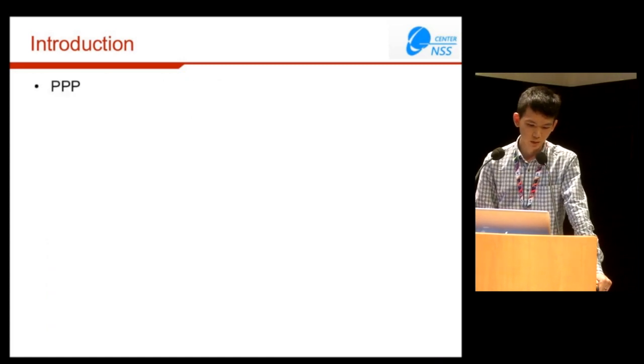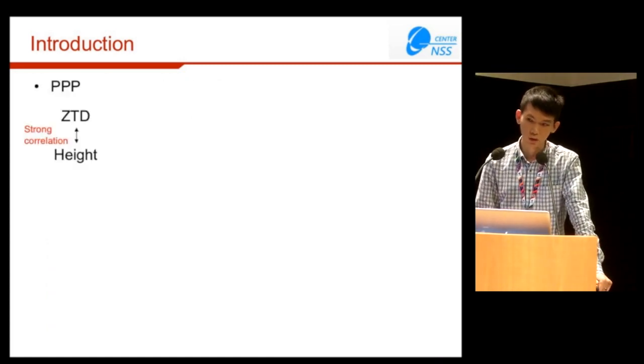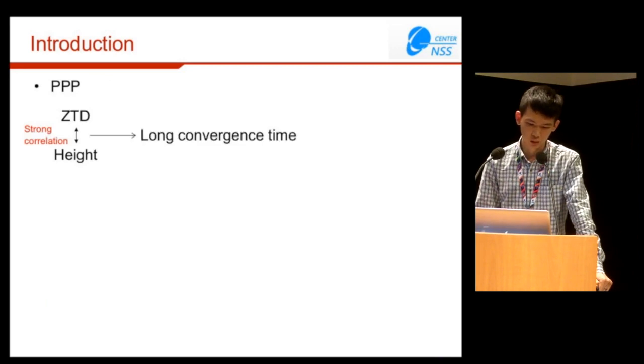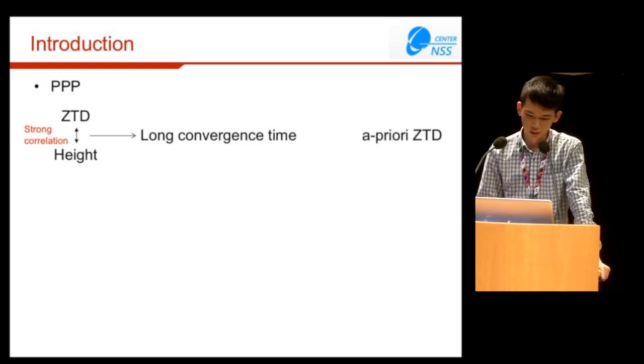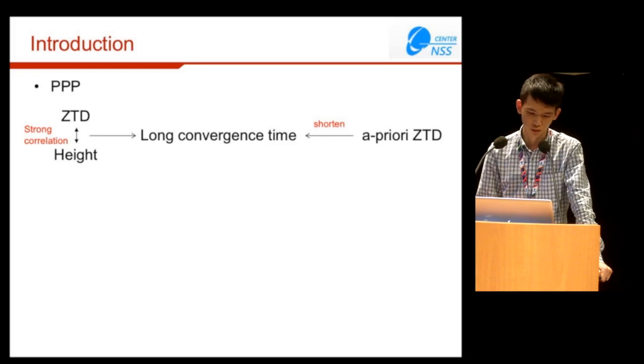In PPP, ZTD and the vertical position are strongly correlated, which partly results in the relatively longer convergence time compared to other techniques like RTK. But if we can get a priori ZTD with high accuracy in advance, then we can fix them or strongly constrain them in the PPP processing, which will, of course, accelerate the convergence.